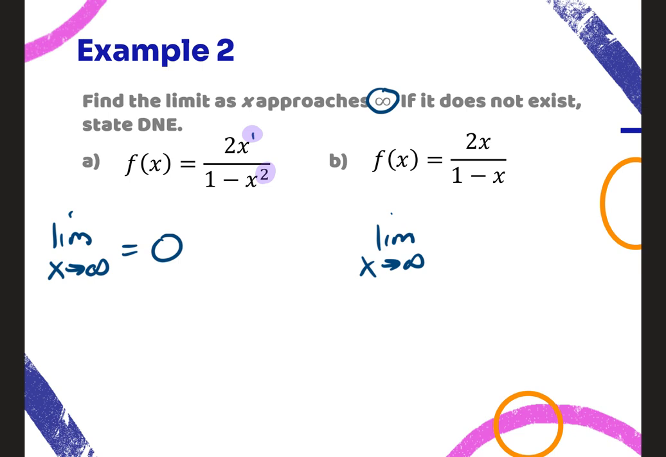Go to B. What's the highest exponent in the numerator? 1. Highest exponent in the denominator? 1. What is true about n and m? They are equal, and if they are equal, we do what? 2 over negative 1, negative 2. Easy stuff, yes?